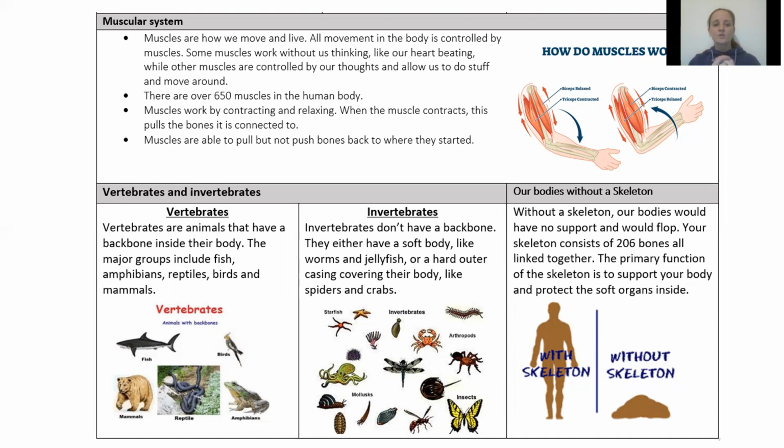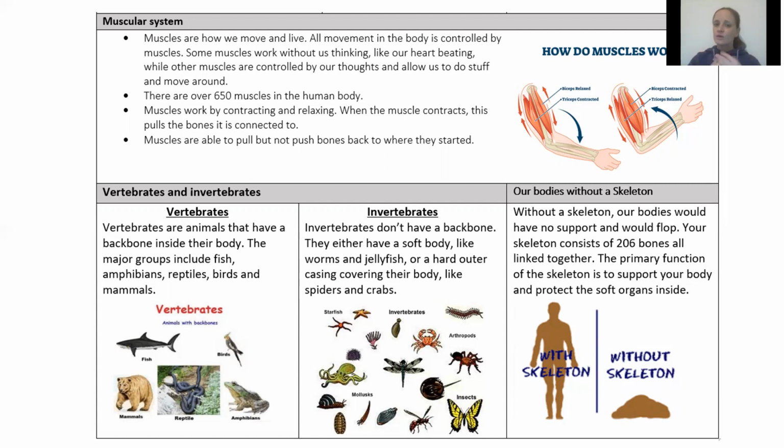When looking at vertebrates and invertebrates, vertebrates are animals that have a backbone inside their body. The major groups include fish, amphibians, reptiles. So amphibians are things like frogs, reptiles, birds, and mammals. So we are looked at as a vertebrate because we have backbones in our bodies.